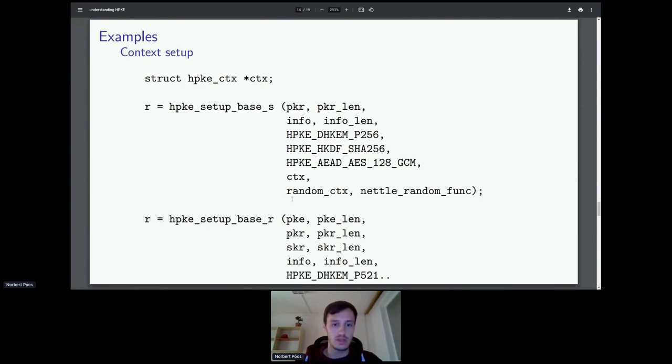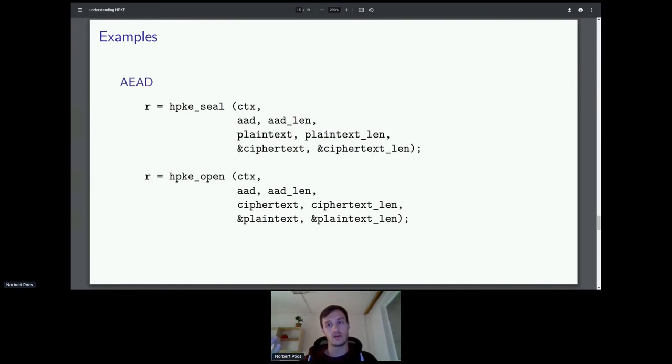To create the context for the sender, we have to provide a random function because we are generating the ephemeral key at this part. To create the context for the receiver, it's almost the same. We are providing the ephemeral key and our public and private key pair. Then the arguments are actually the same. So when we have a context, we can use it for encryption and decryption. There are two functions for that. As you can see, it's almost mirrored. The only difference is the output and the input, the plaintext or the ciphertext. And we have here some AAD, or associated data.